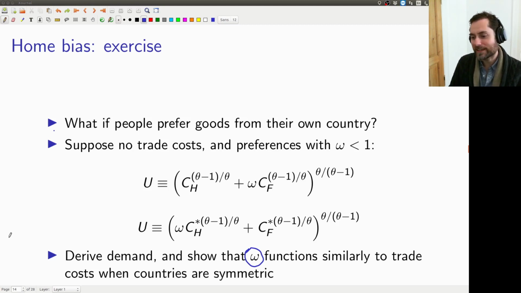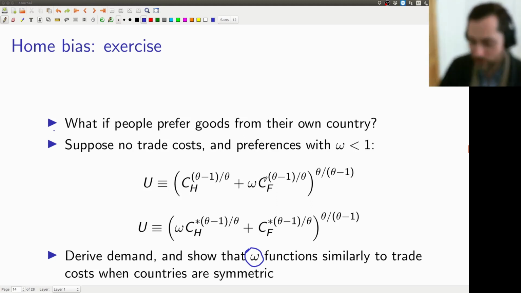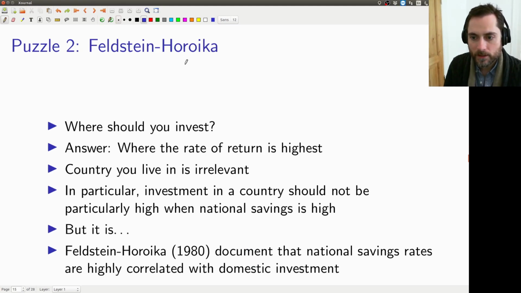So if we take that point of view and then take a look at this omega here, which is less than 1, this says that people in home prefer the good that home is endowed with and prefer less the good that foreign is endowed with. So I'll have you take a look at that in your next homework. That's all.